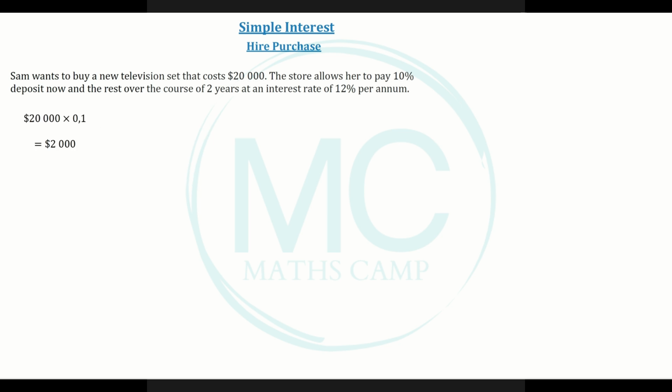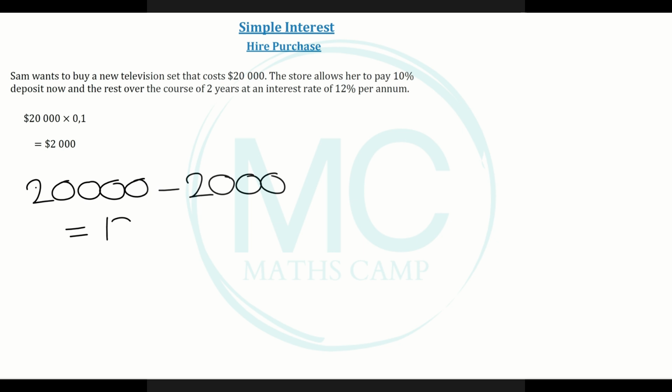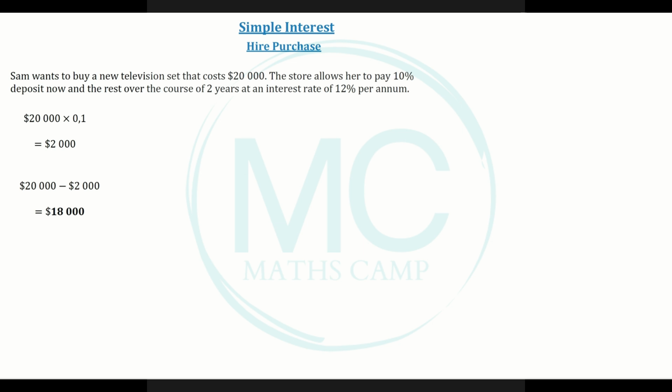Now we can find out how much is left over. So we can say $20,000 less the $2,000 Sam is paying as a deposit. And we get an answer of $18,000. This is the outstanding amount. Now, it would be simpler for us if all Sam had to do was pay off the $18,000, but the store is charging her interest, so she will need to pay off more than this amount.